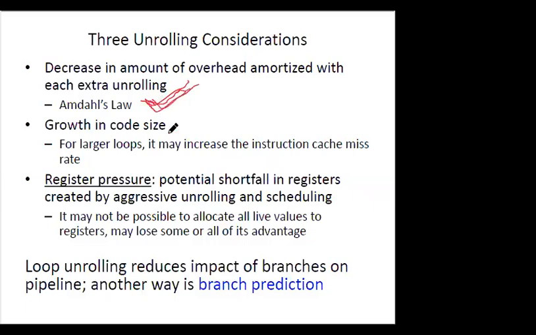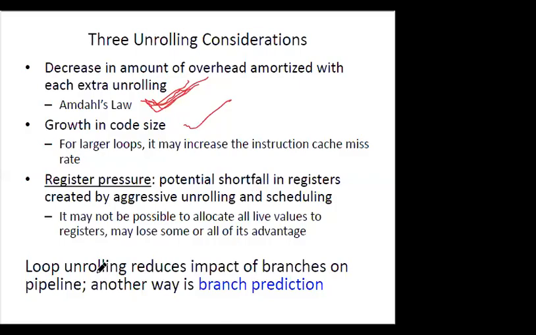Obviously, in this case, the growth in code size for a larger loop may increase the instruction cache miss rates and register pressure. Because loop unrolling involves using different register sets, allocating different values as we are rescheduling an instruction.